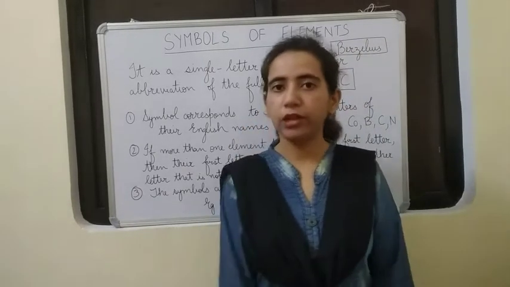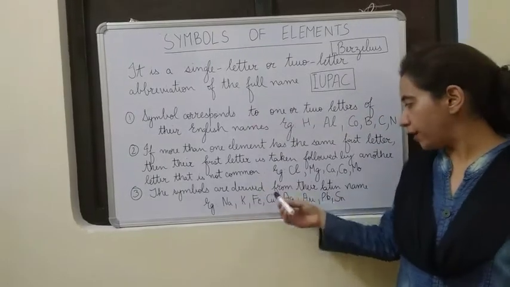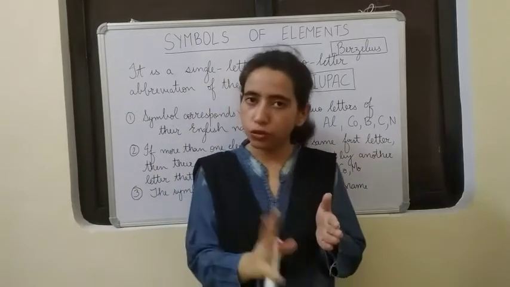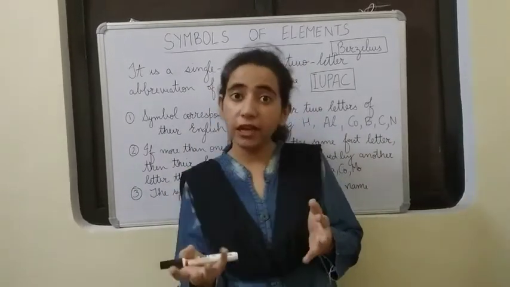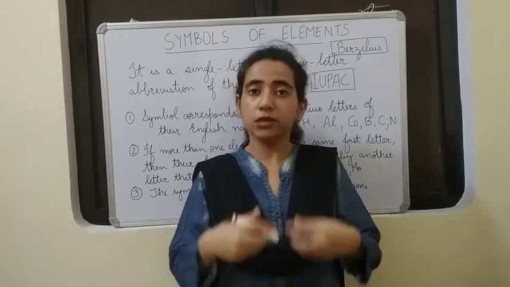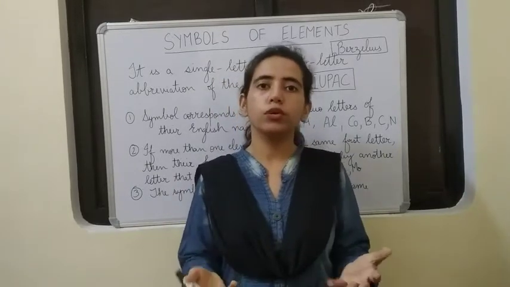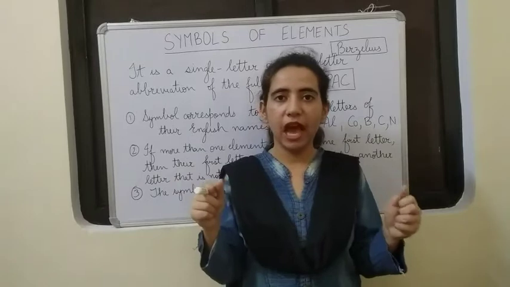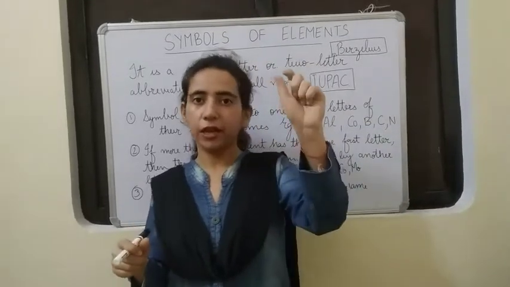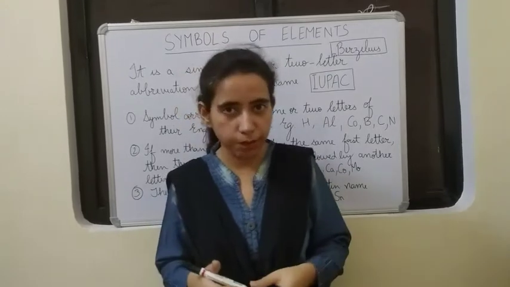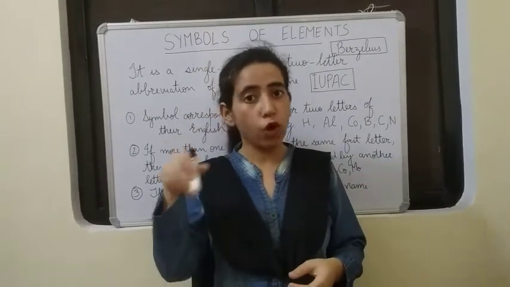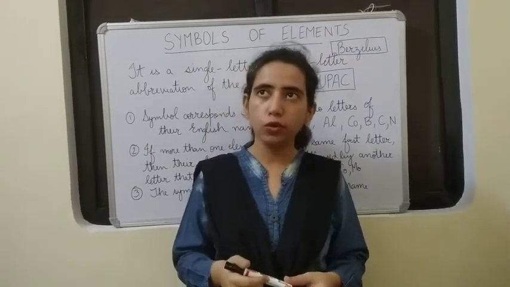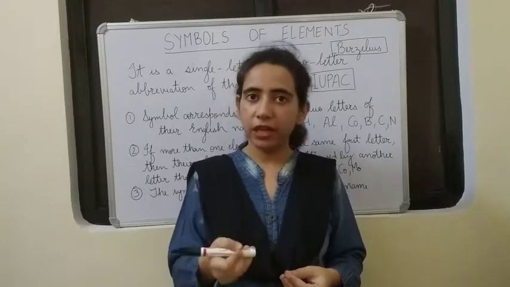Alright. Then the third point that was given is that the symbols are derived from their Latin names. Suppose the first letter is also used, the second letter is also used, and any other letter is also used, and still a few more elements are there, then what to do? Then we can give the symbol according to the Latin name. All the elements have got a Latin name, and from that Latin name we can take their symbol. Just like for potassium we have K, for sodium we have Na, for iron we have Fe, for copper Cu, then lead Pb, then tin Sn.